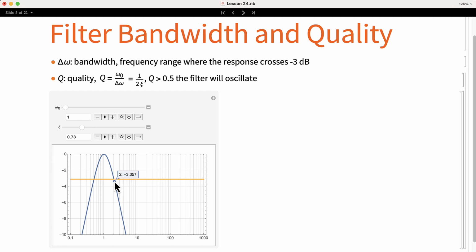The quality of the filter is defined as the ratio of the cutoff frequency and the bandwidth. If we have the damping ratio, the quality is defined as the reciprocal of 2 times zeta. There is a relation between the damping ratio and the quality of a filter. If the Q of a filter is larger than 0.5, then the filter will oscillate, just like we saw in the lesson of the RLC circuit.